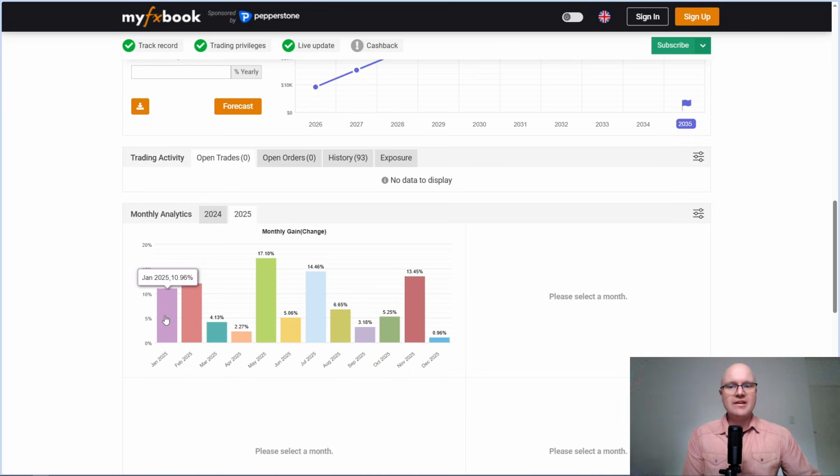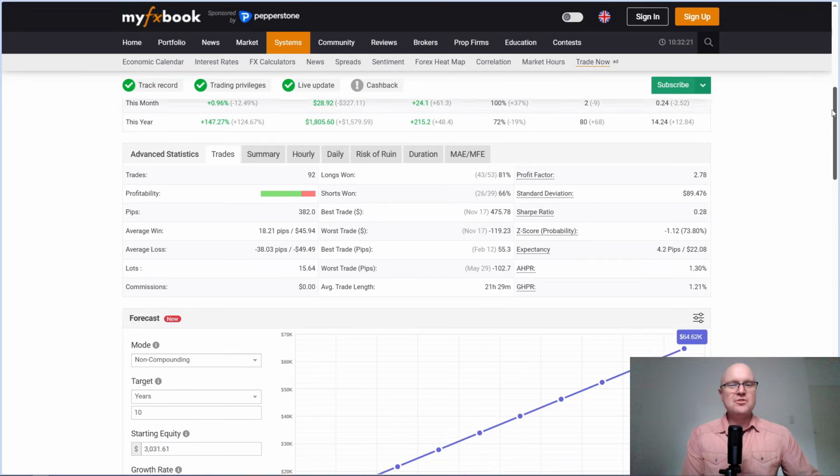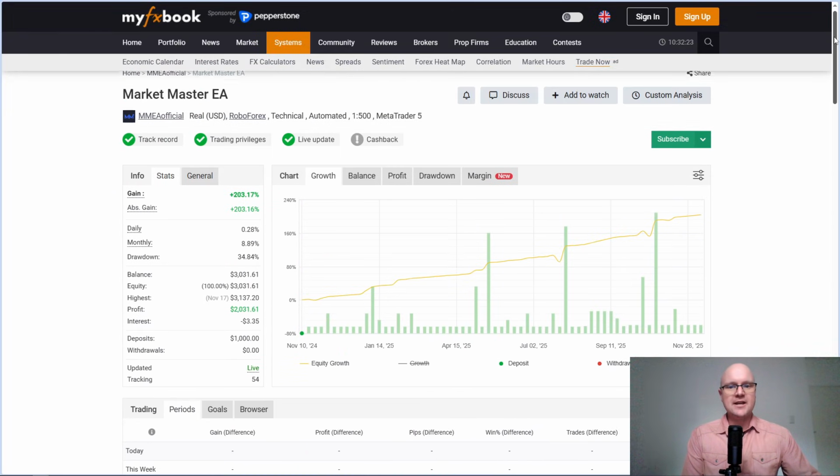This shows you that the EA waits until the right market situation before it enters, and this can also be verified under the history showing all of the trades, which you can then compare directly against what you have on your account. So now that we've looked at some of the trading performance of Market Master EA, many of you would also like to test it on your own accounts.